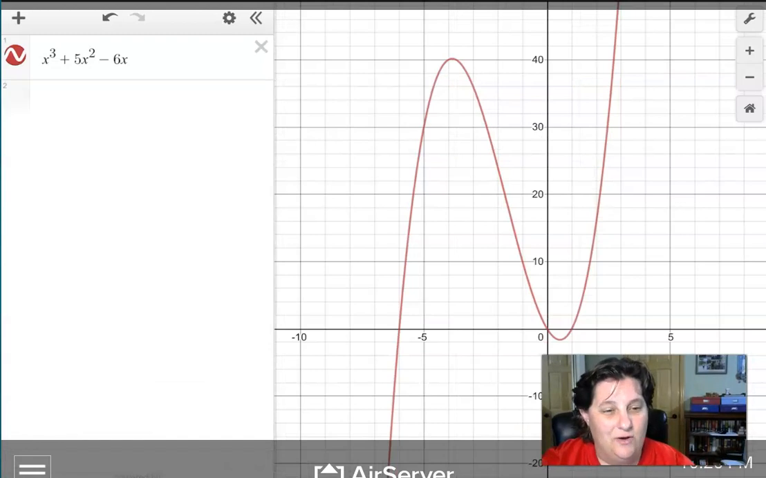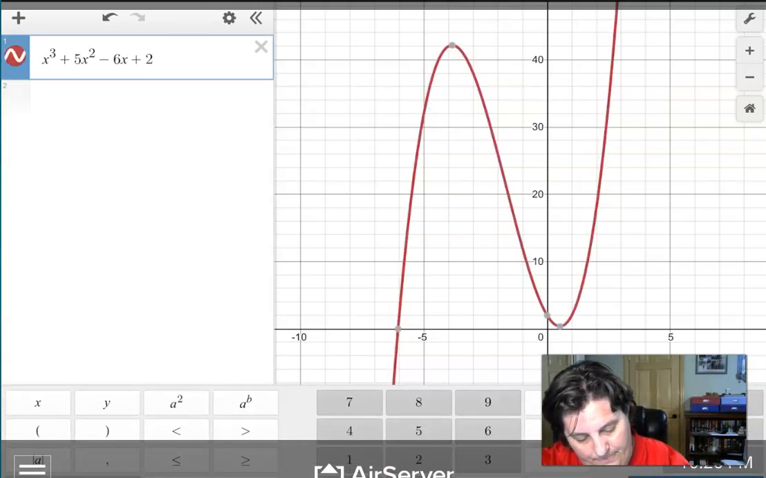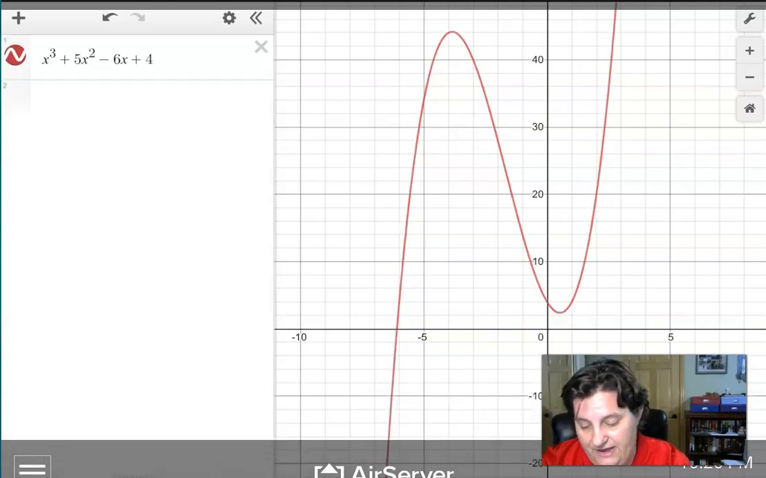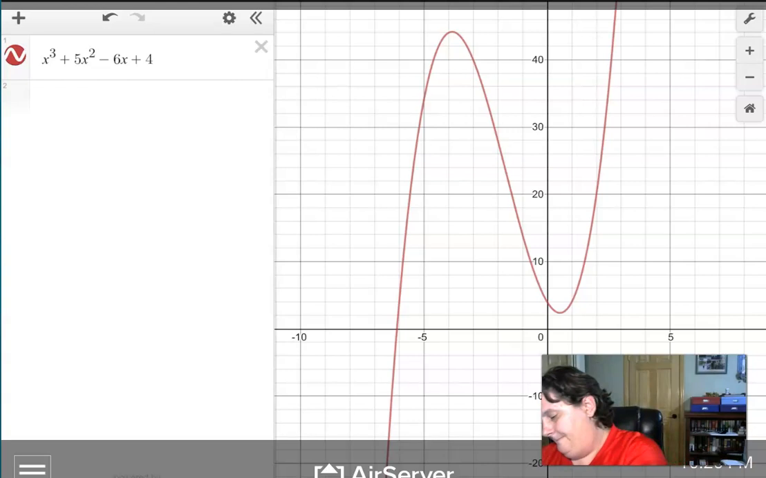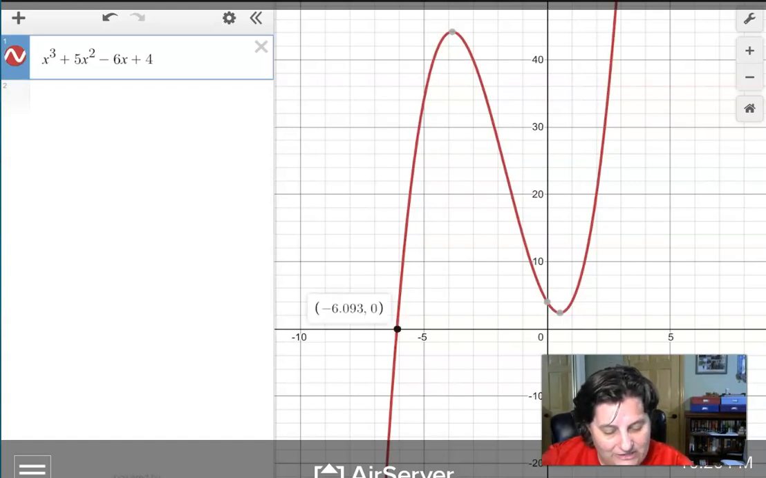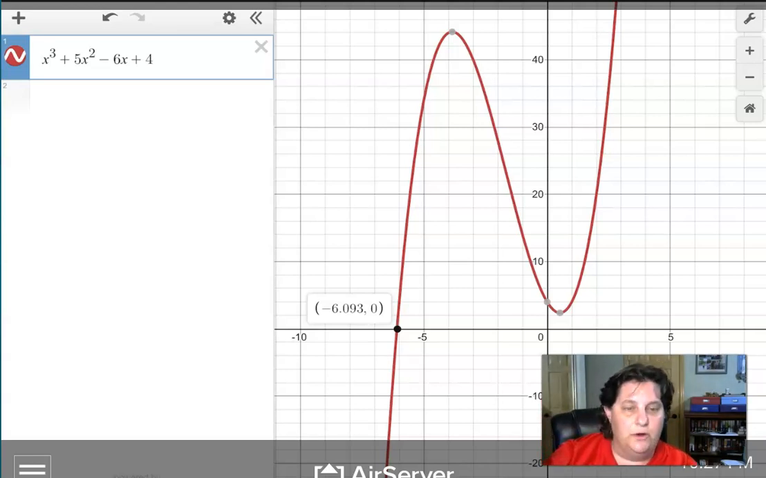Perfect. All right, now I'm going to make this a little bit weirder. I'm going to go plus 2. Plus 4. There we go. All right. How many solutions is this going to have? It's an x to the third. How many solutions is this graph going to have? Okay, right, guys. It's going to have 3 solutions. It has to. But how many x-intercepts does it have? How many times does it cross the x-axis? It only crosses the x-axis one time.